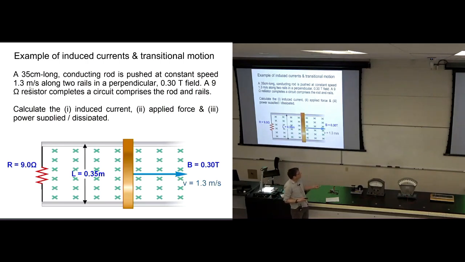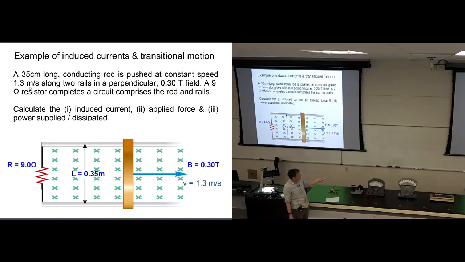In this question, I'm told that I've got a 35 centimeter long conducting rod. So again, this is the conducting rod. And I'm pushing that conducting rod at a constant speed, and that constant speed is 1.3 meters per second. So it's sort of everyday speed. And I'm pushing it across these rails through a perpendicular magnetic field that is uniform and has a strength of 0.3 Tesla.